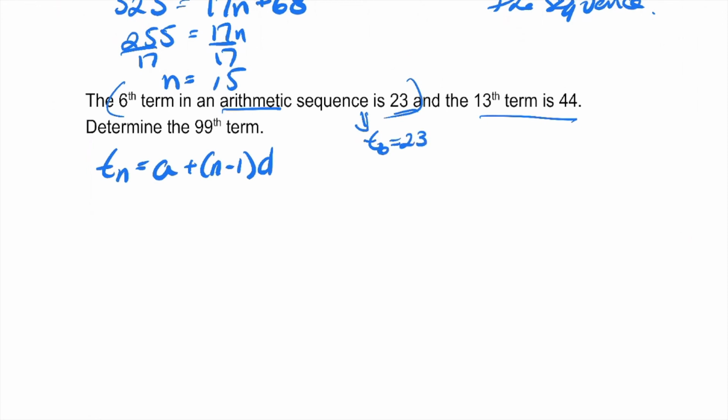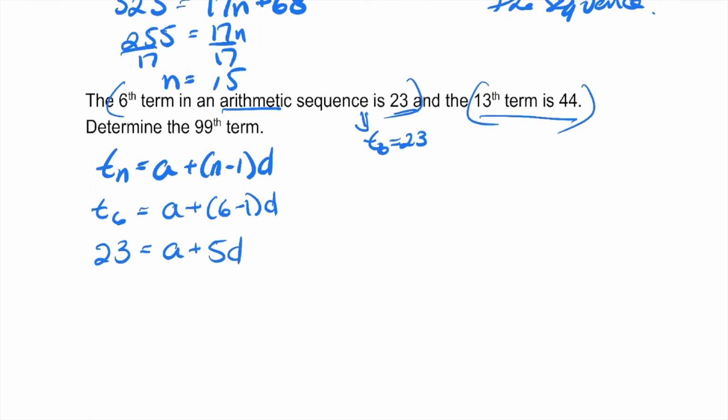So we replace n with 6, so T of 6 is A plus 6 minus 1 times D. T of 6, we're told, is 23, so 23 equals A plus, let's simplify, 6 minus 1 is 5, 5D. We're going to do similar with the other piece of information, so that we have two equations, because we have two unknown variables, in this case A and D.